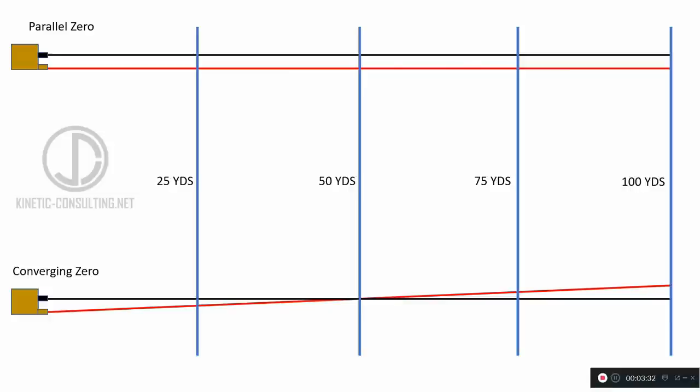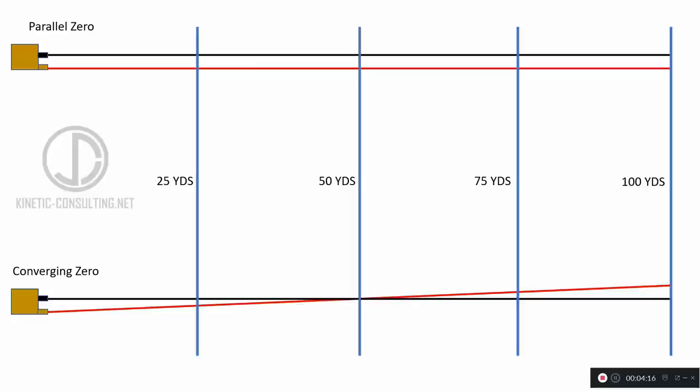Parallel zero. It is exactly as it sounds. It is a zero that is parallel to your bore. So it runs parallel to your line of sight. It runs parallel to your bore, but it never touches either of them. So when you zero a rifle, let's say at 50 yards, your bore, your line of sight, and point of impact actually meet at that 50-yard point. With a parallel zero, they never meet, but they are consistent throughout the range. So your holds are always the same, depending obviously on your round and the effect that gravity has on bullets.